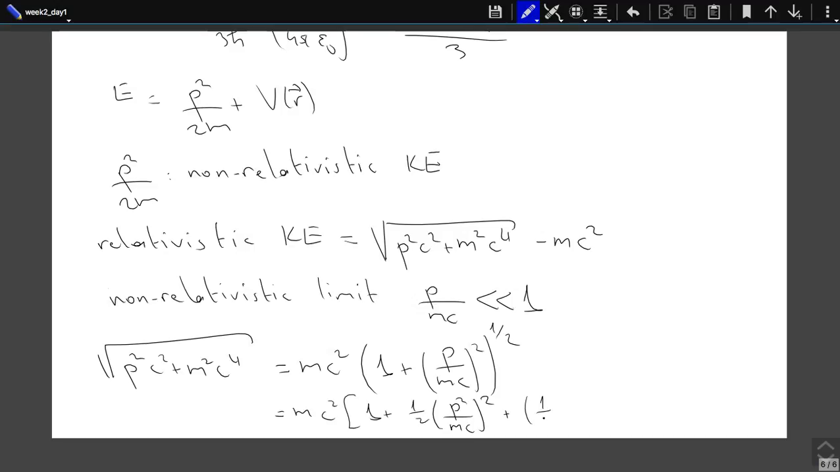So this is equal to m c squared times 1 plus 1/2 p squared over m c squared plus, no, there's no p squared, right? Plus 1/2 times minus 1/2 times p over m c squared, all of it squared, divided by 2, plus the remaining terms. Now you see there is this plus 1 over here, which just gives me m c squared, and there is this minus m c squared over here, so they will just cancel each other.